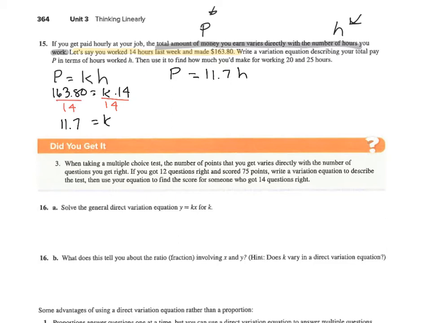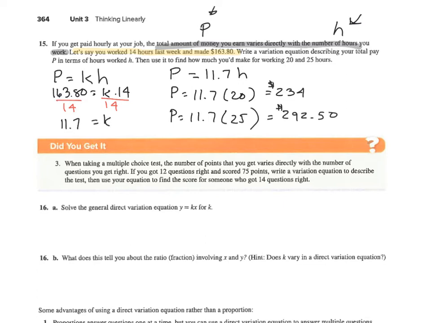Okay, and then it says use your equation to solve the problem. So they asked, use the equation to find out how much you'd make for working 20 and 25 hours. So P equals 11.7 times 20, then P equals 11.7 times 25. Okay, go ahead and pause and figure that out. So we're talking about pay, and so we're going to get $234 for the 20-hour work week and then $292.50 for working the 25 hours. Okay, go ahead and pause the video and try number 3 following those steps.